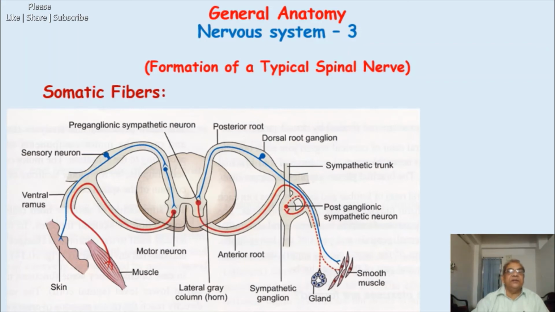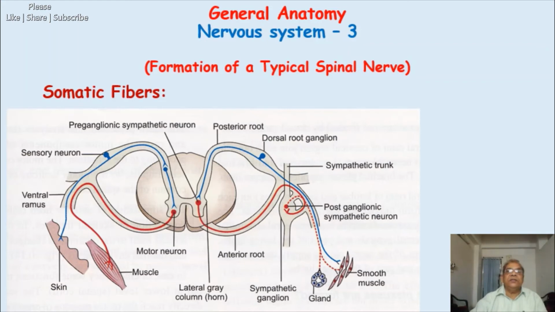Now I will come to the second half, the opposite half of this diagram, where the visceral or autonomic fibers of the typical spinal nerves are shown. Don't get confused. For simplicity, on one side the somatic fibers were shown, and on this side I have shown the autonomic fibers. But both somatic and autonomic fibers are present on both sides. Let us see what visceral fibers are present in a spinal nerve.